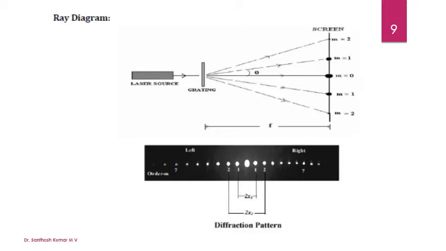If you take the pattern, it will look like this: the central one has the maxima. When you move away from the center, you will get the various orders of diffraction. As the order of diffraction increases, the intensity falling on the screen decreases. On either side we will get the same type. So first order to first order, that distance is 2x1, second order to second order 2x2. Likewise we will get the different orders of diffraction.